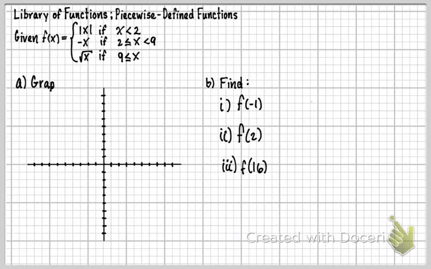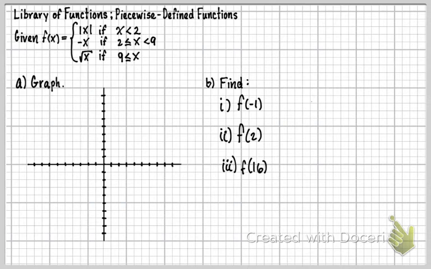Given f of x equaling absolute value of x if x is less than 2, negative x if x is between 2 and 9, and square root of x if x is greater than or equal to 9. This is what we call a piecewise function. So what this function is, this is actually three functions in one, in a sense. So what we're going to do is we're just going to graph it.